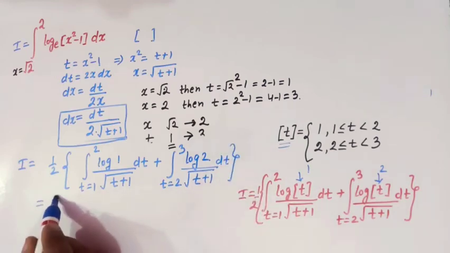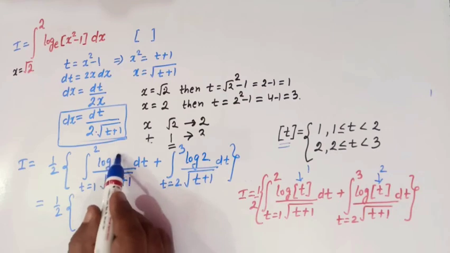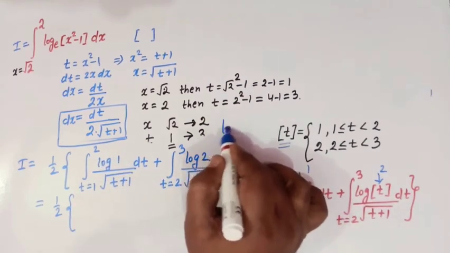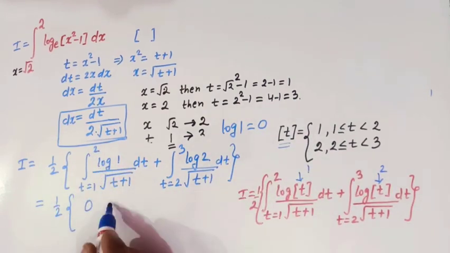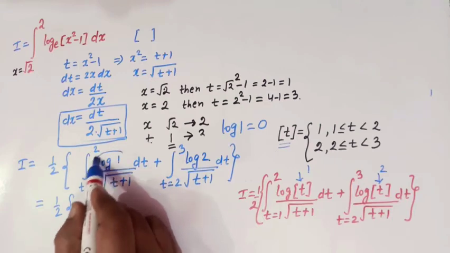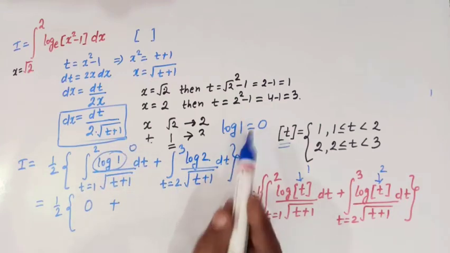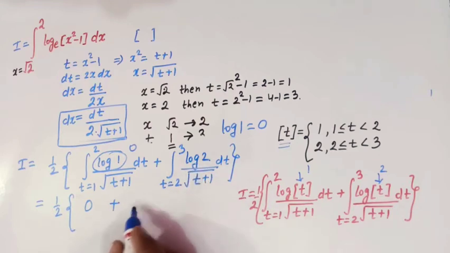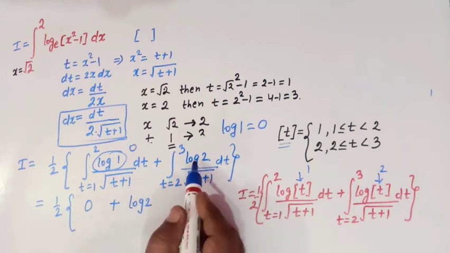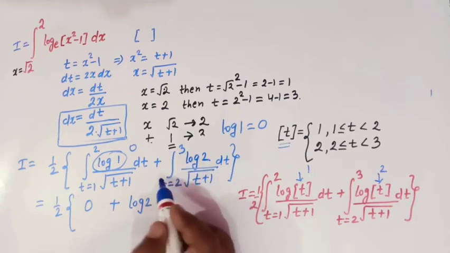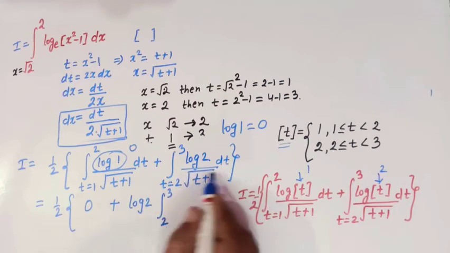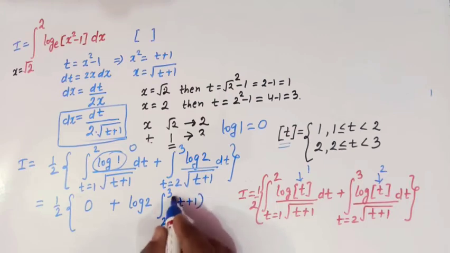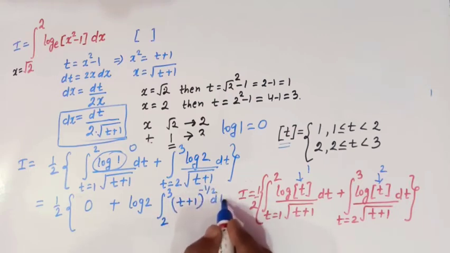Okay, so now here we have half, and the value of log 1 is 0, so this integral is 0. The value of this integral is 0 because log of 1 is equal to 0, and here we have log 2. We have taken this log 2 outside this integral, and the integral from 2 to 3 of 1 over square root of t plus 1 can be written as t plus 1 raised to minus half dt, right?